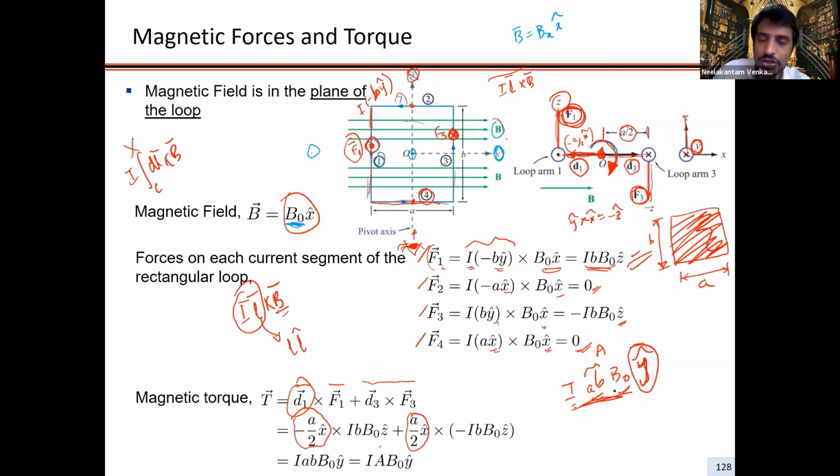Torque is a vector because it's a cross product of the position vector and the force. So the direction of the torque represents, in a way, the direction of rotational movement. If your right hand fingers are all curled in the direction of rotation, the thumb gives the direction of torque.